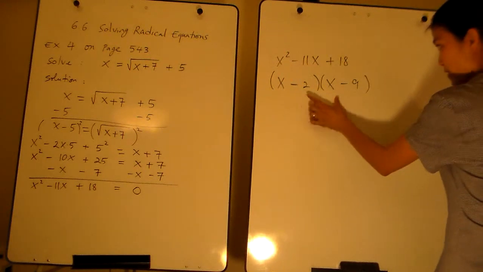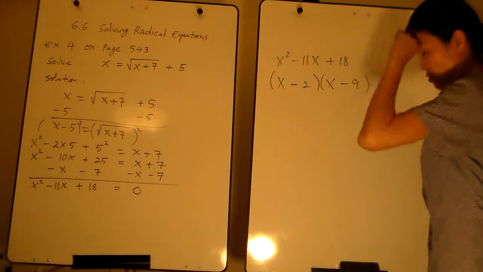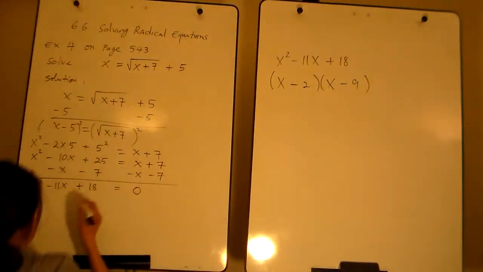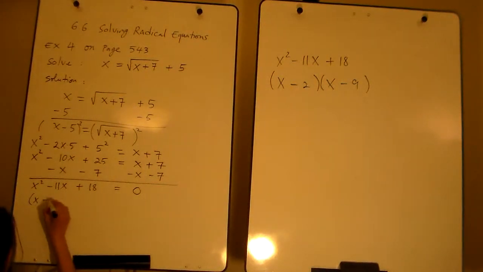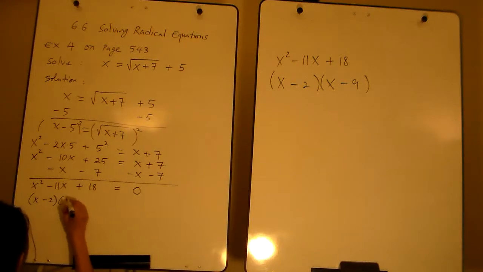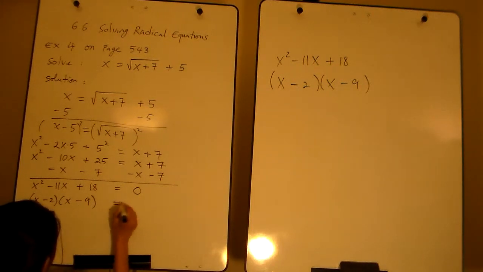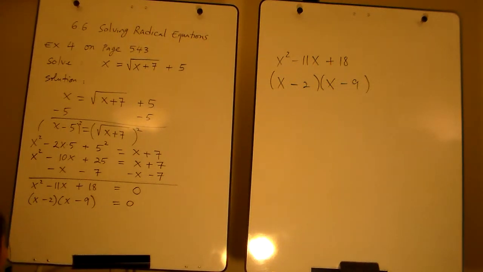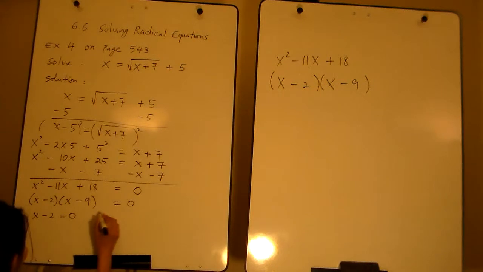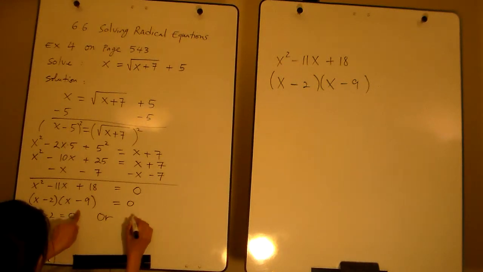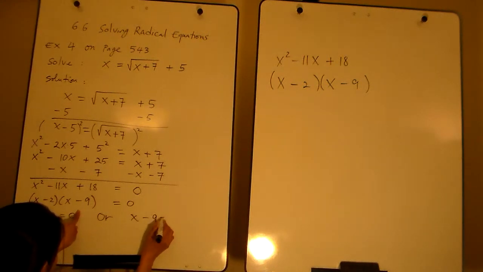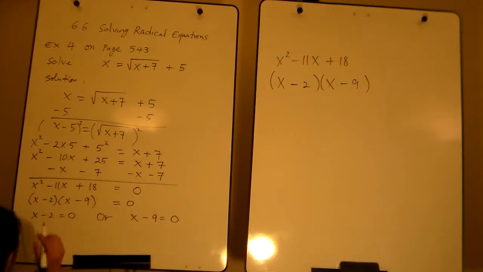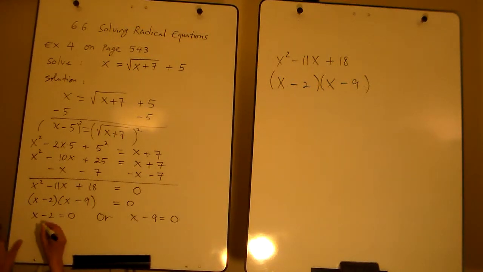So I'm going to replace these two factors for this trinomial, which is here. So I have x minus 2 times x minus 9 equal to 0. Alright, by the zero product principle, we have x minus 2 equal to 0, or this second factor, x minus 9 equal to 0. Okay, we can simplify this and solve for x by adding 2 on both sides.